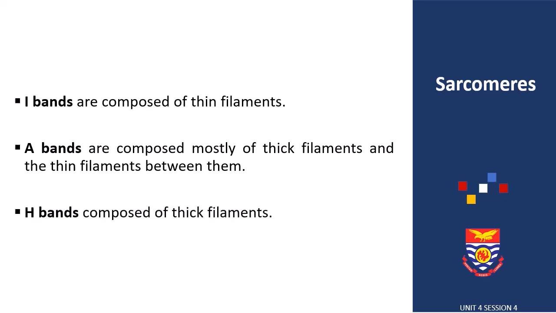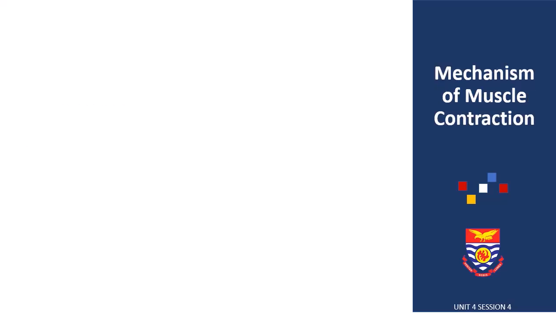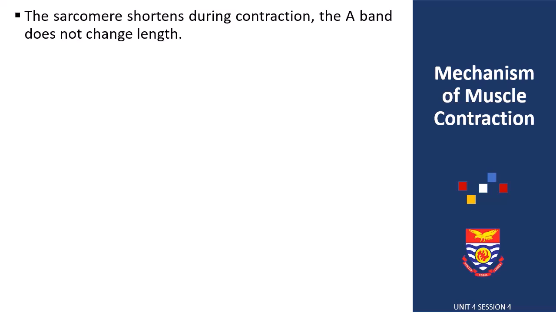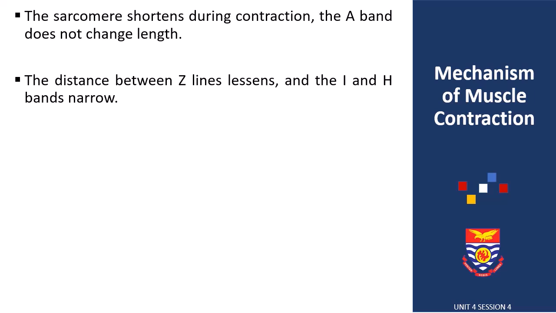Also, the H bands are composed of thick filaments, and in relaxed muscles, they represent the area between the ends of the thin filaments that are attached to each Z line at the other ends. In contracted muscle, when the thin filaments merge or overlap, the H band narrows or may disappear. As described in the previous slides, the sarcomere shortens during contraction, and the A band does not change in length. And because of that, the distance between the Z lines lessens, and the I and H bands also narrow.